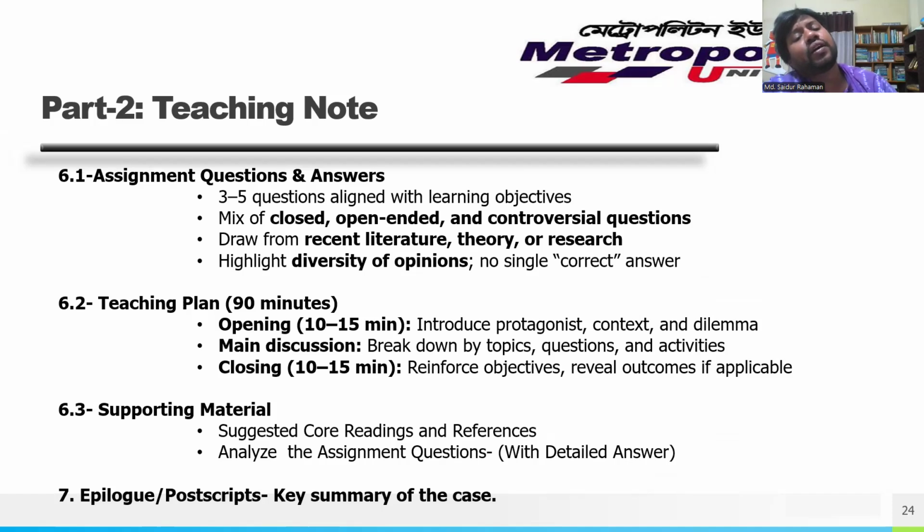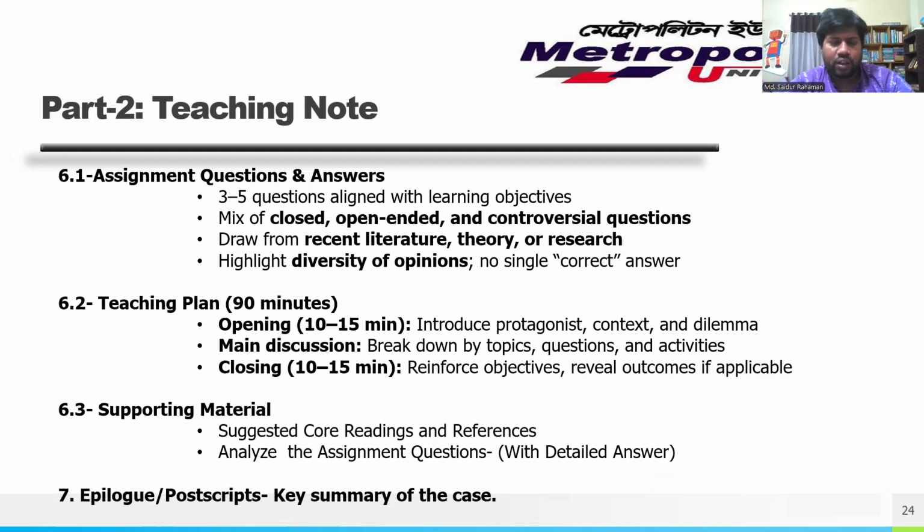And then the next part of the teaching note is assignment questions. You need to write 3 to 5 assignment questions for your students, and definitely these should be open-ended questions. They can write by their own, and definitely their answers might not be similar to what you mentioned.